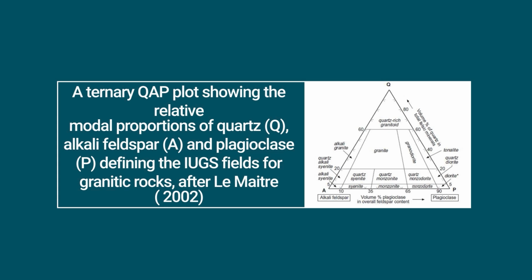This represents the entire composition of an alkali granite, quartz alkali syenite or an alkali syenite. Likewise, towards the plagioclase end member, we have diorite, quartz diorite and tonalite. These are variations of the granitic rocks which are available, and this is the classification based on Le Maitre for granitic rocks.